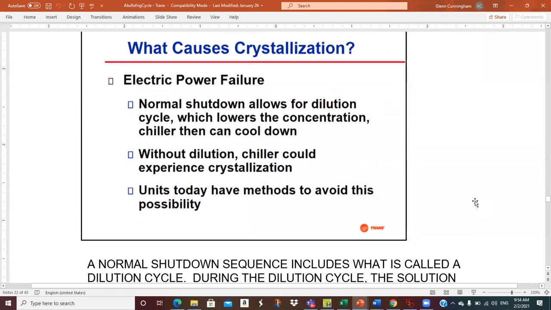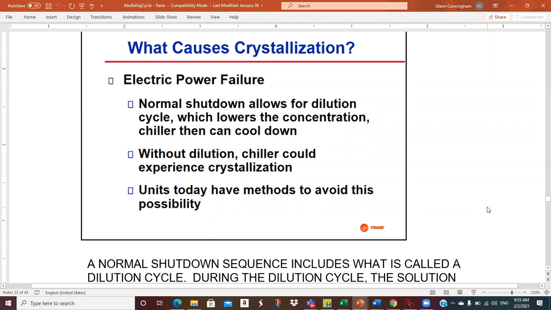Okay, another thing that can cause crystallization is an electric power failure. Now again, these things are supposedly better in today's machines than they were in the older machines, but still these are issues that have to be dealt with. So normal shutdown allows for a dilution cycle, which lowers the concentration throughout the machine, any place that there's a high concentration of lithium bromide coming out of the generator. And this is for a normal shutdown, and then we cut off all the heat and the machine can cool down.